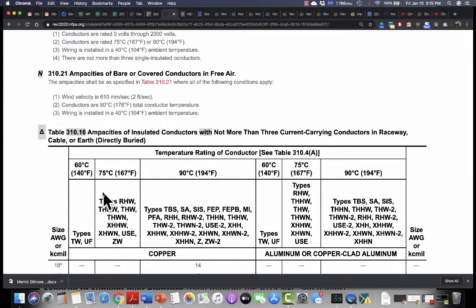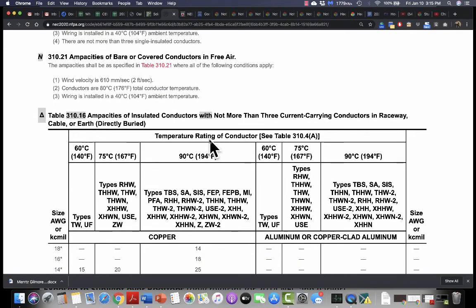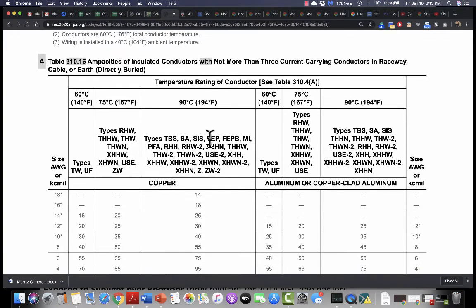And here we have 310.16. I'm just going to read the whole title. Ampacities of insulated conductors with not more than 3 current carrying conductors in raceway, cable, or earth directly buried. And so that's not all these directly buried. This is pretty much for everything except for free air. So I like to call this table the table for everything except for free air. This is the most commonly used table in the NEC.